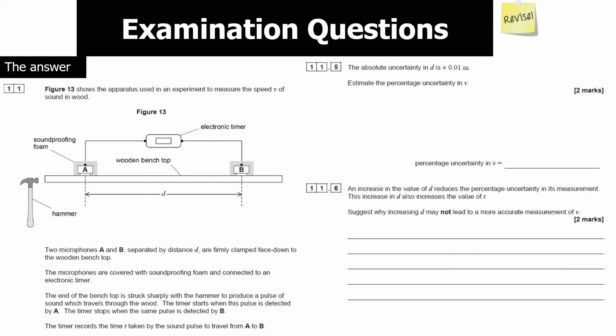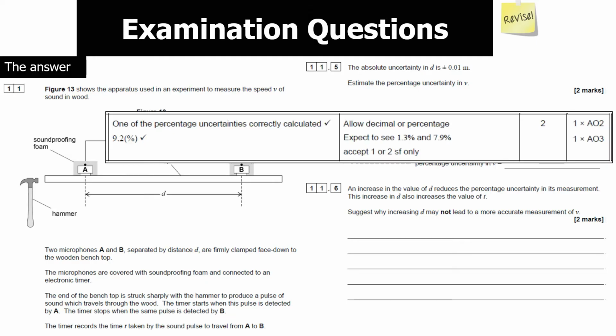Again, this is a very common question in physics paper 3. You've got to be able to calculate percentage uncertainties from absolute uncertainties. So you've got to work out your percentage uncertainty in D by doing the absolute over the value, and your percentage uncertainty in T by doing your absolute uncertainty, which you calculated previously, divided by the mean value times by 100. So you've got your two percentage uncertainties there, so you should get 1.3% and 7.9%.